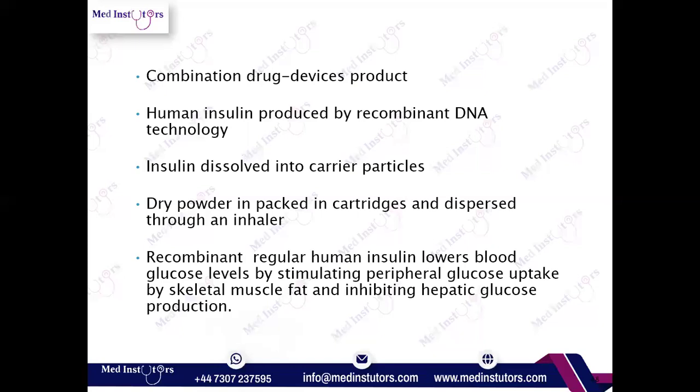And insulin is dissolved into the carrier particles, dry powder, and packed in cartridges and dispersed through the inhaler, just like our inhalers used in the management of asthma. We use this inhaled insulin in the management of diabetes. Recombinant regular human insulin lowers the blood glucose levels by stimulating the peripheral glucose receptors. You know the mechanism already.